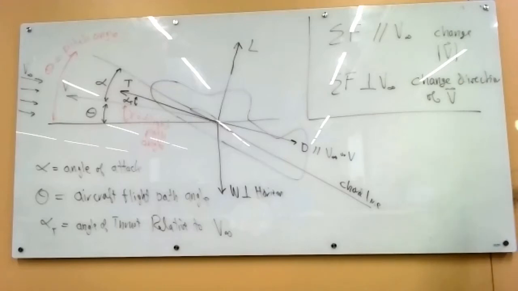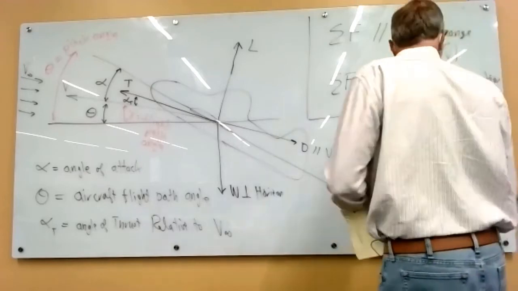And we all know Newton's law, sum of the forces parallel equals mass times acceleration. Sum of the forces perpendicular equals the velocity squared over the radius of curvature times the mass. Okay, so let's do these and then we'll be done for today.